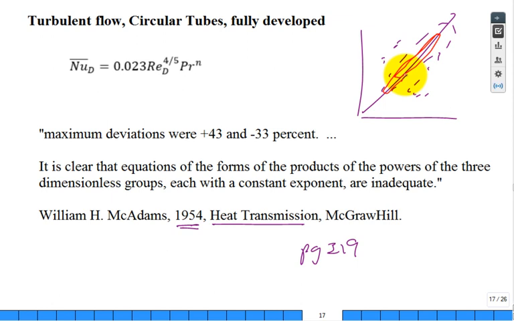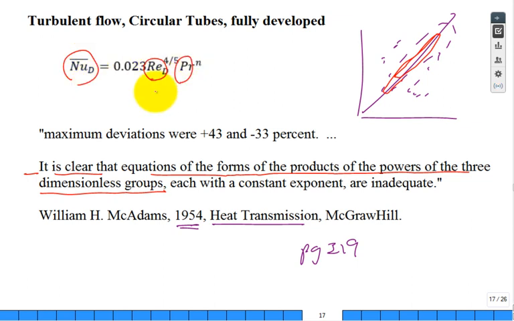So that's the two-thumb rule. Anyway, that's the nature of convection. In there they have this line: it is clear that the equations are of the form of products of the powers of three dimensionless groups. They had the Nusselt, they had the Reynolds number, and they're just powers and products, each with an exponent: 1, 4/5, 1/3, 0.4, 0.3.